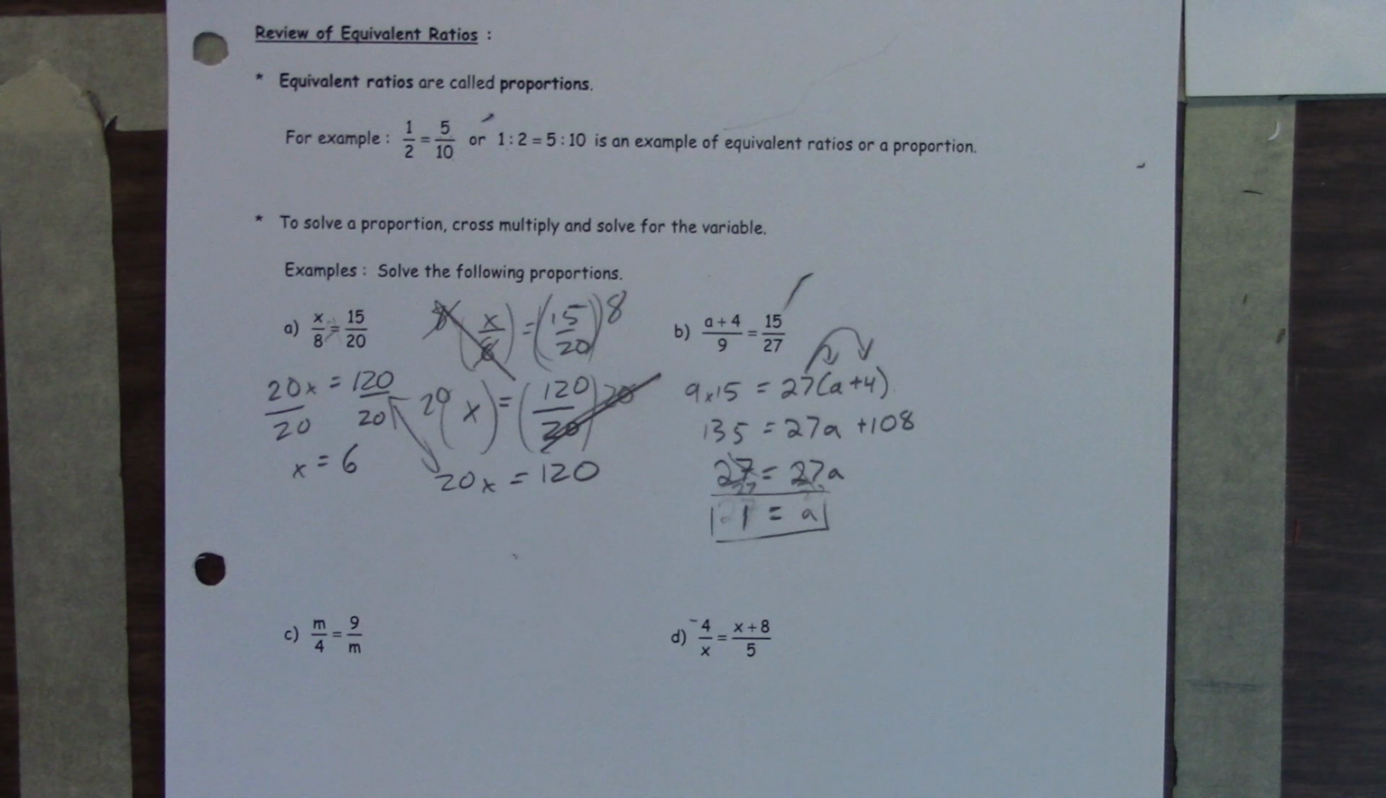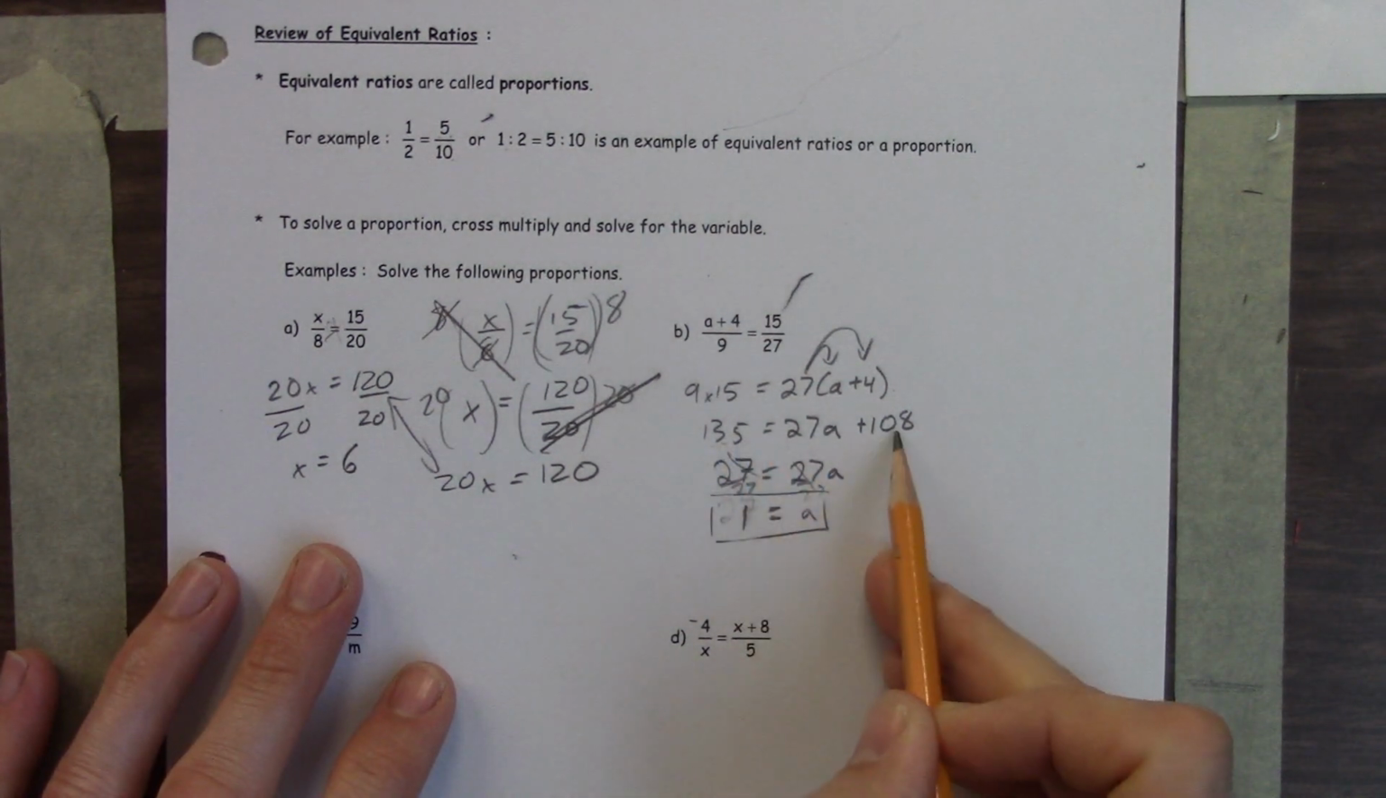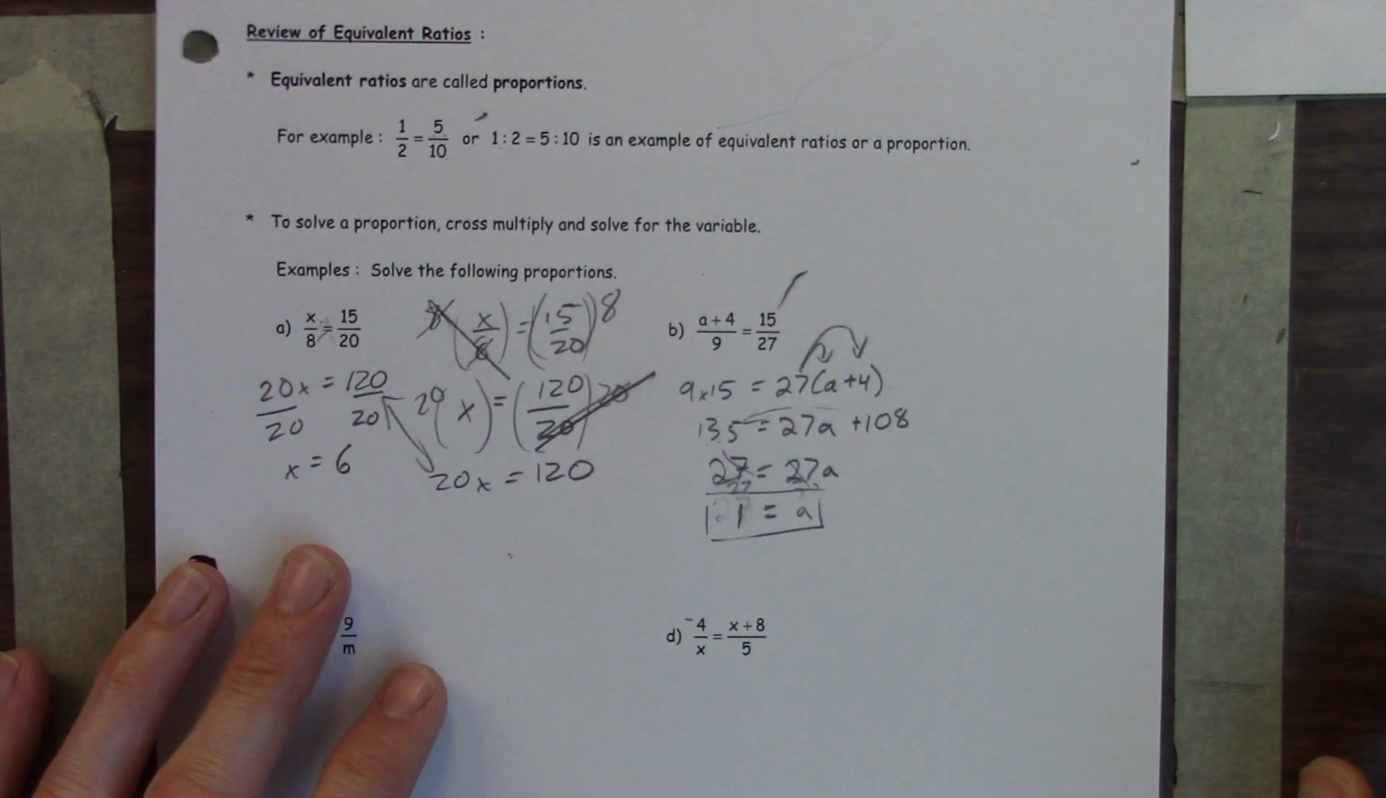Any questions? Yep. How do you get 27 over 27? So 135 minus 108 is 27.